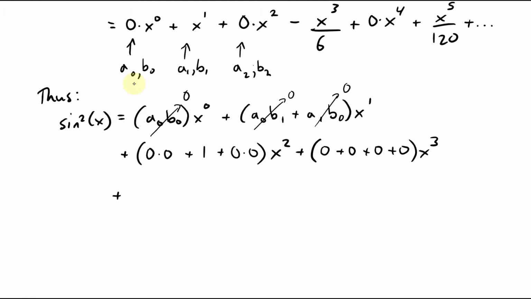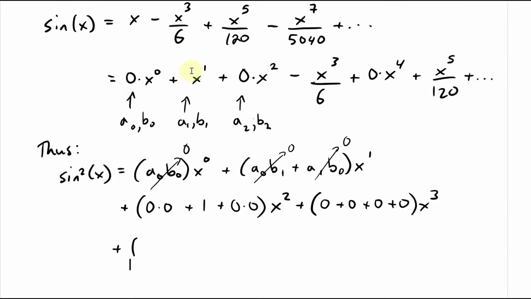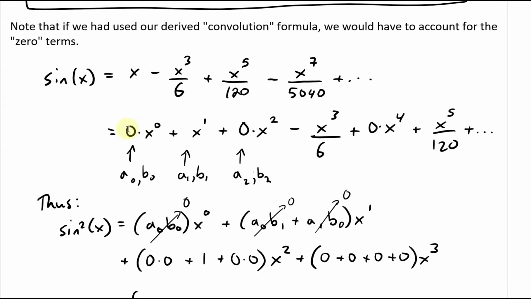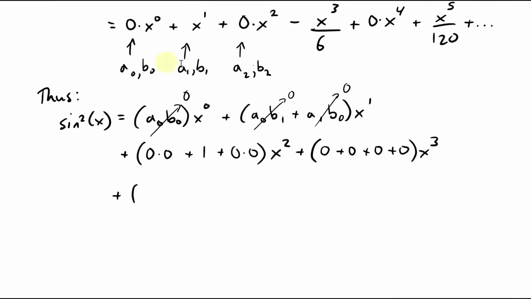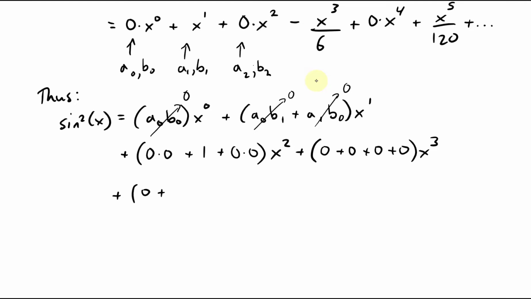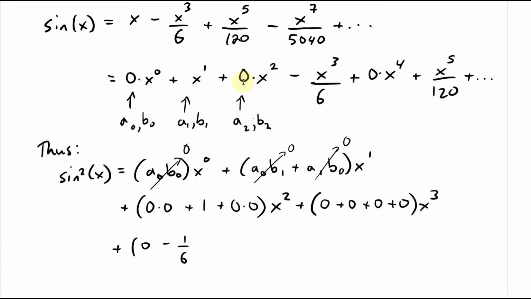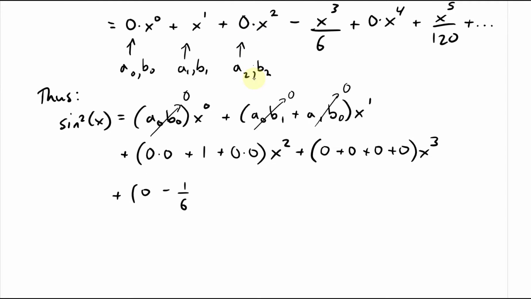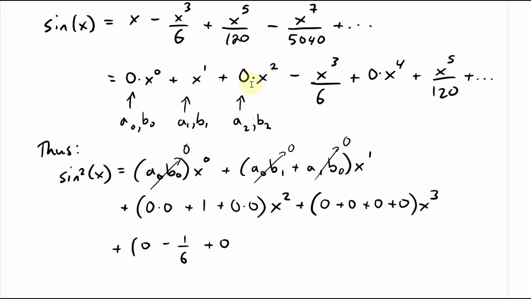And then the next non-zero term we're going to have now is the x to the 4. So for the x to the 4, we have a0 times b4, which is 0, plus a1, which is 1, times b3, which is negative 1 over 6. So 1 times that is going to be negative 1 over 6. And then the next one is a2, which is 0, times b2, which is also 0.